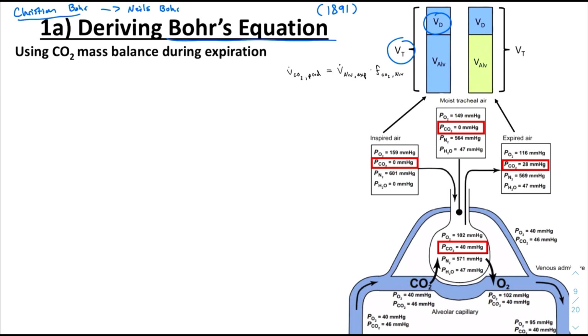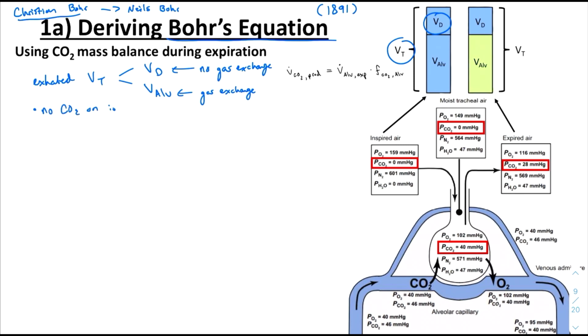Anyways, Christian Bohr said that exhaled breath, VT, was a combination of the dead volume and the alveolar volume. Very simple stuff that we are familiar with at this point. And he said, assume this does no gas exchange, and this does participate in gas exchange. Additionally, he assumes no CO2 on inspiration, a common assumption that we're going to be seeing a lot in this lecture. Using this relation, he said that VT is equal to VD plus V alveolar.